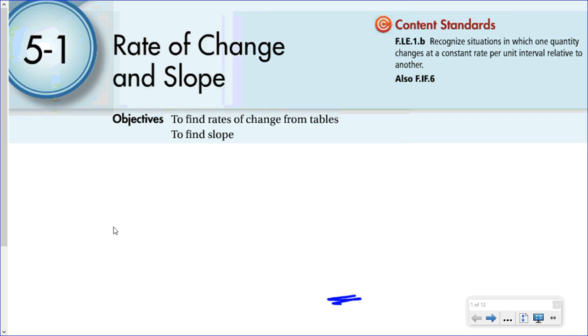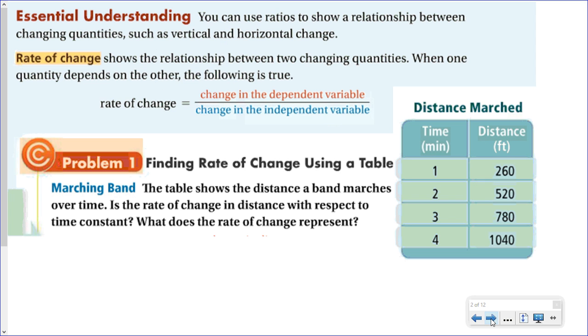Okay, good morning, guys. Today we have 5.1 rate of change and slope, and the objectives are to find rates of change from tables and to find slope. Okay, so let me show you what we did in the past and then compare it to what we're going to be doing now in the future.